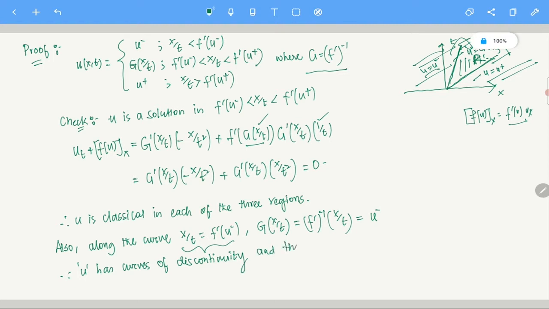And thus u satisfies the entropy condition. So yeah, it is done. It satisfies the entropy condition, and it is classical in each of the regions. So there is nothing else to do. It is going to be a weak solution. Hence u is a weak solution, and we are done.